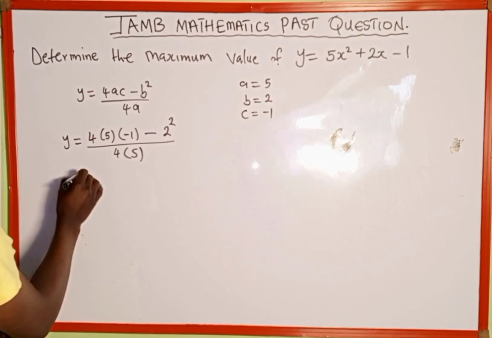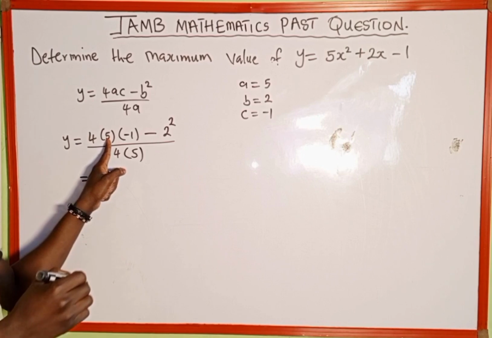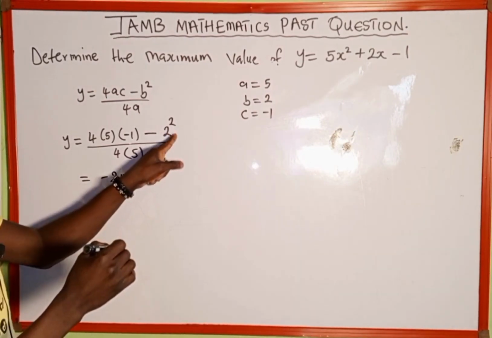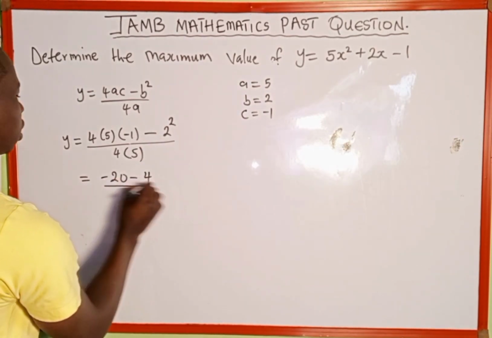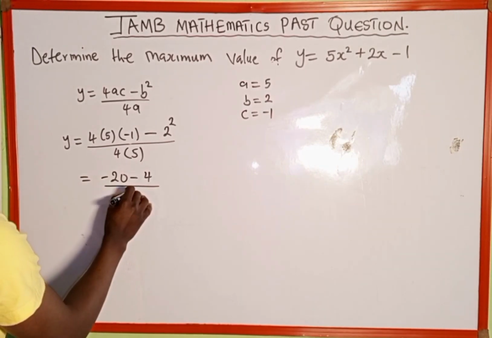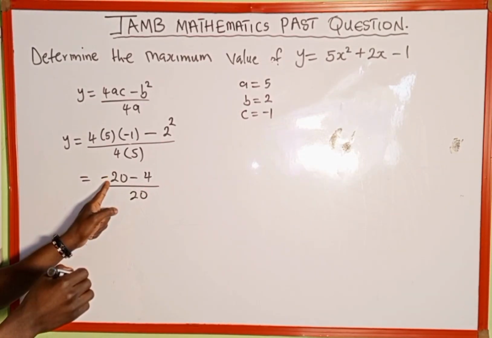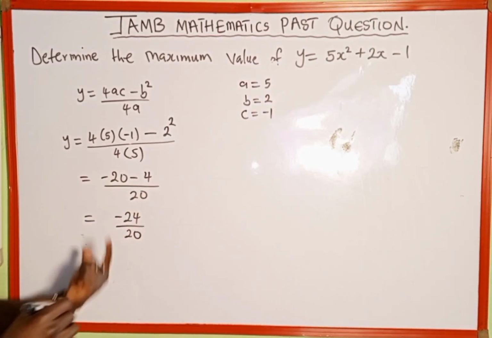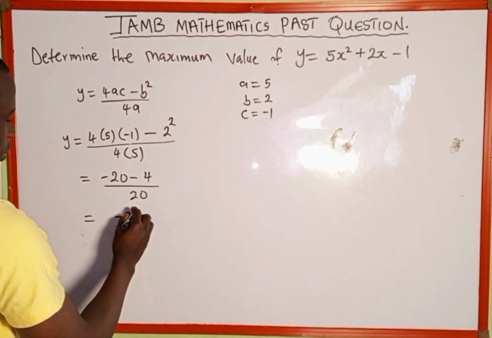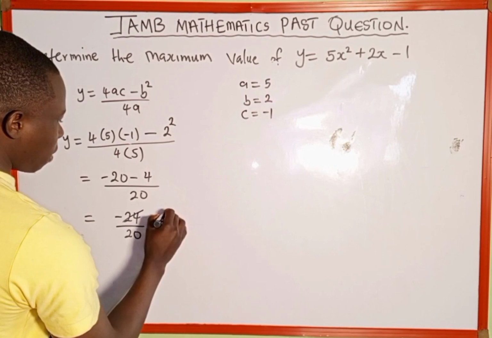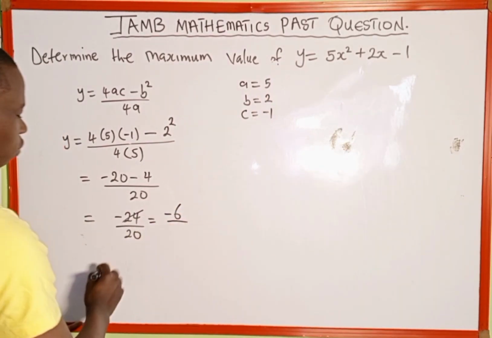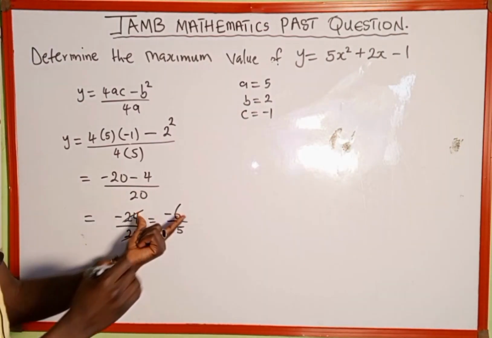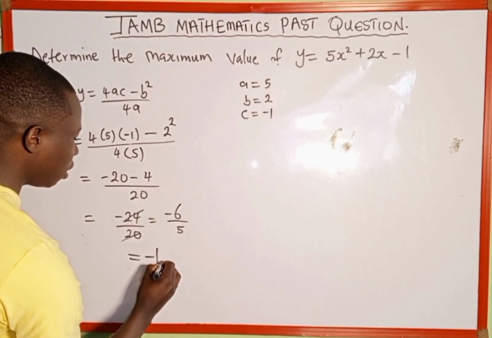Now we're going to simplify. So this is going to be equal to 4 multiplied by 5 is 20. Then 20 multiplied by negative 1 is going to give us negative 20. Then minus 2 raised to the power of 2, which is 4. Then everything all over 4 multiplied by 5, which is 20. So this is going to be equal to negative 20, minus 4, is going to give us negative 24 divided by 20. Now we're going to reduce this fraction. 4 can go into 24 6 times, and remember we have a negative, so it's going to be negative 6. Then all over, 4 can go into 20 5 times, so the answer is negative 6 over 5. And when you divide negative 6 by 5, it's going to give us negative 1.2.